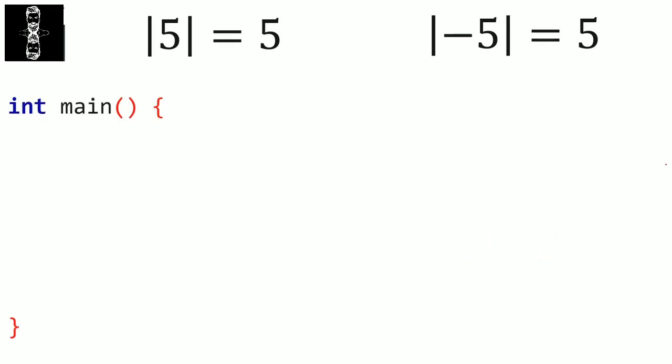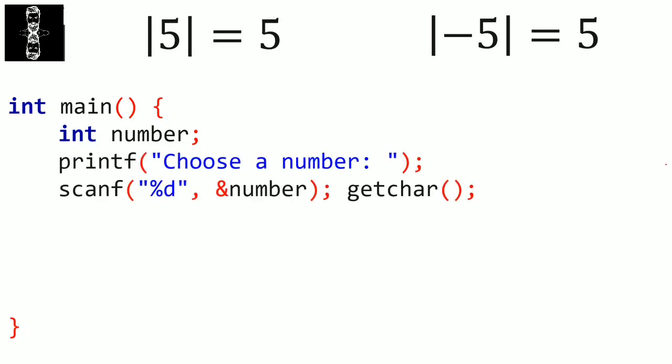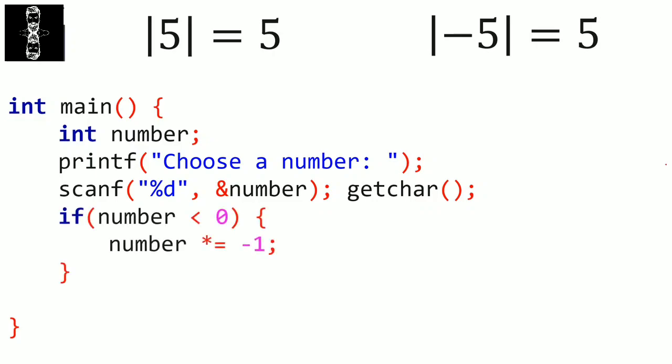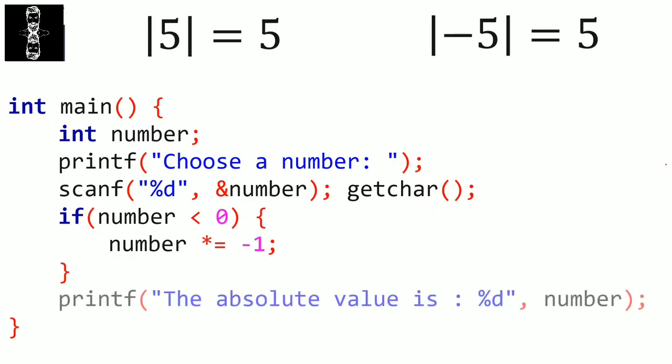Let's start now. First we need an integer variable, let's name it number. Then we tell the user to give its value. And now that we got the value, we can put the condition, if the number is smaller than 0. We multiply it by minus 1, and after it, we print it to see the result.